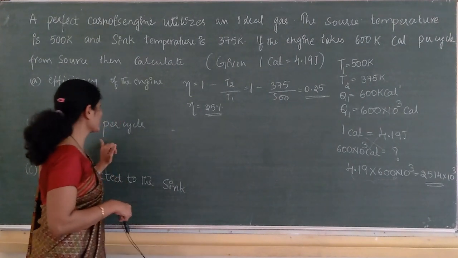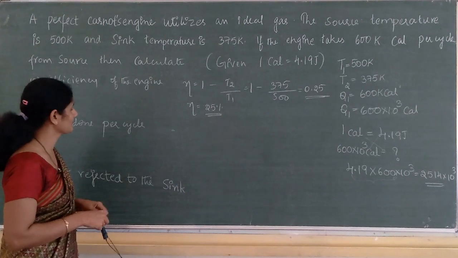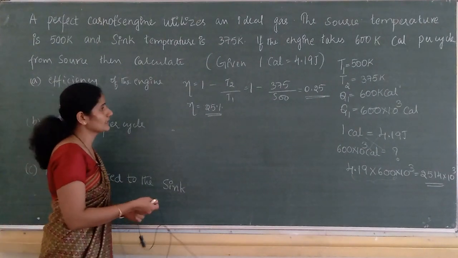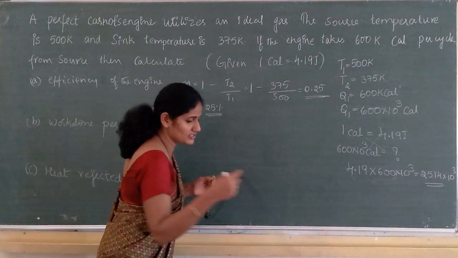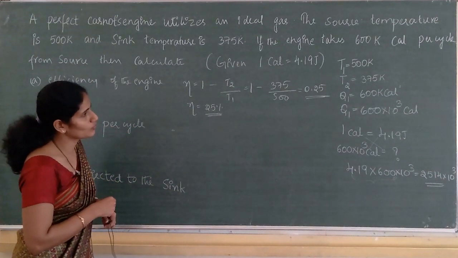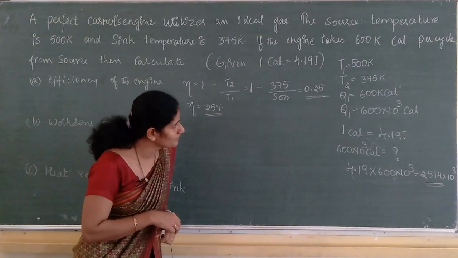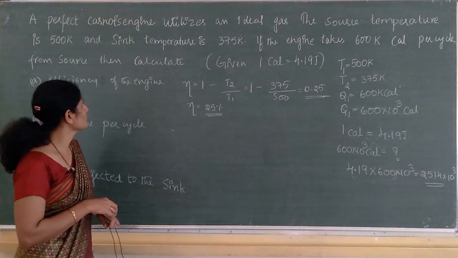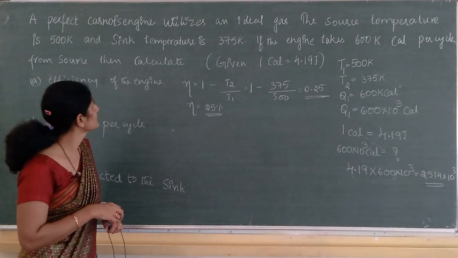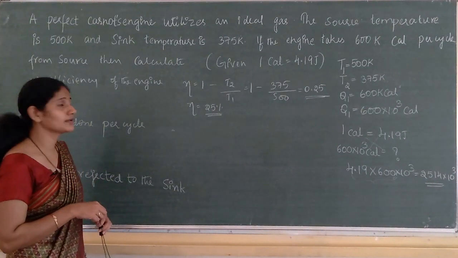Next one is work done per cycle. How to calculate work? What is the formula for work? We know that work done W is equal to Q1 minus Q2. Only Q1 value is known. So, we do not know the value of Q2. So, we can't use that formula. Then how to calculate work done?